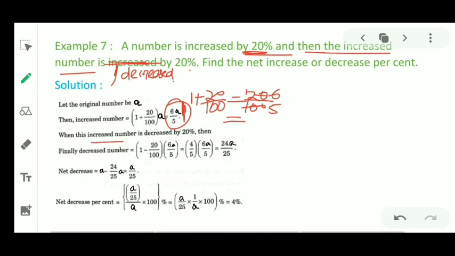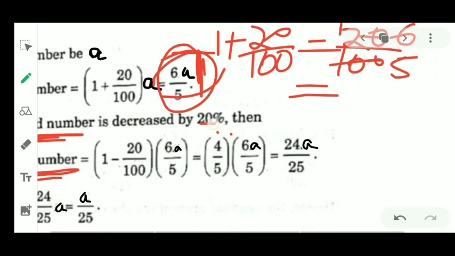When this increased number, 6a by 5, is decreased by 20%, then the final decreased number equals 1 minus 20. We have to decrease, so what is the decrease formula? 1 minus x by 100 into a. So 1 minus x means we have to decrease the number by 20%. So x is 20 here. As per the formula, we can write 1 minus 20 by 100 into the number. Here the number is 6a by 5. So here we write 6a by 5.